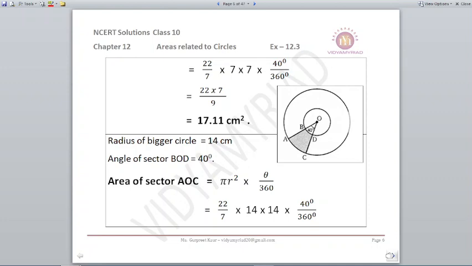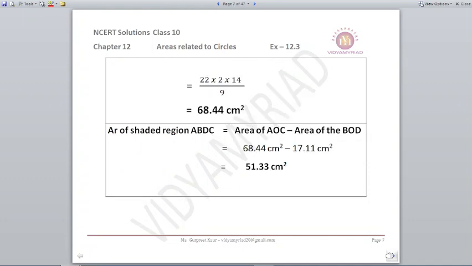Similarly, we will find the area of the bigger sector, that is AOC, using the bigger radius, that is 14 centimeters. So it will become 22 upon 7 into 14 into 14 into 40 upon 360. When we solve this, we get 68.44 centimeters square. So we have to find out the area of the shaded region. What will be the area of the shaded region? We will subtract the smaller area from the bigger area. We will get the remaining answer, that is 68.44 minus 17.11 gives us 51.33 centimeters square. This is the area of the shaded region.